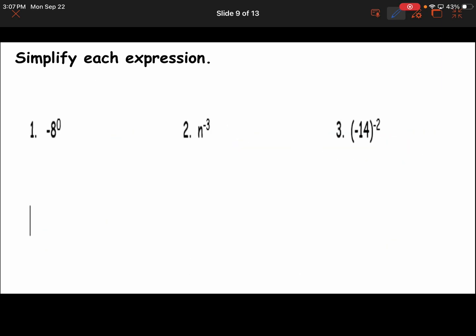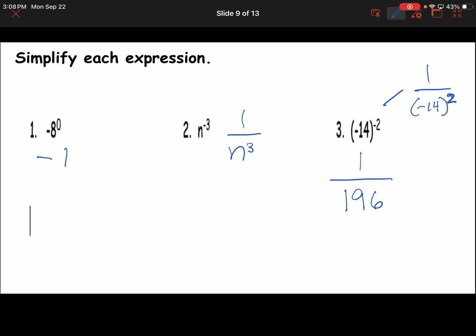What did you get for number 1? Very good. And for number 2? 1 over n to the 3rd. And for number 3? 1 over 196. Now, your work should have been 1 over negative 14 squared. The reason it's positive is because you have negative 14 times negative 14.